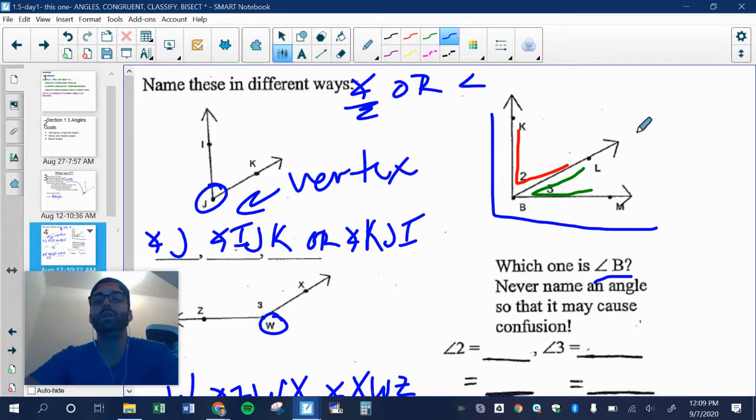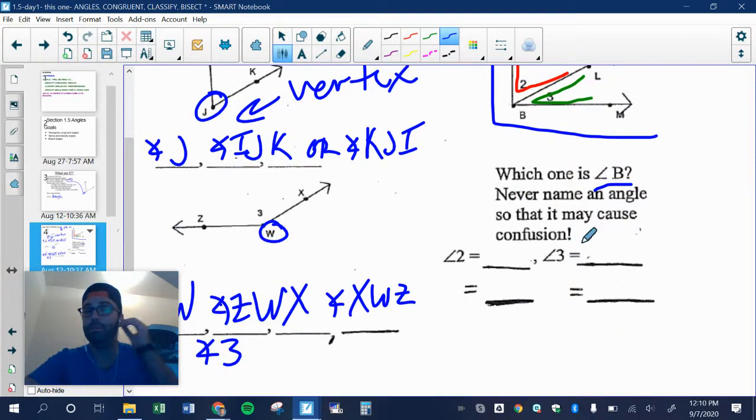I mean, KBL could be included, or LBM would be angle B. We don't know, because this angle here is not necessarily bisected, it's just intersected by BL, by that ray. If this ray BL was not there, I could call this angle B. But since there are multiple angles within our whole thing, I cannot call that whole thing angle B. All right, and we may have to circle back to that after this.